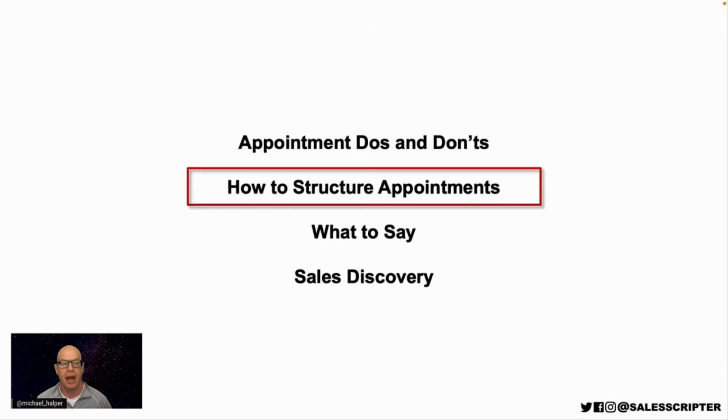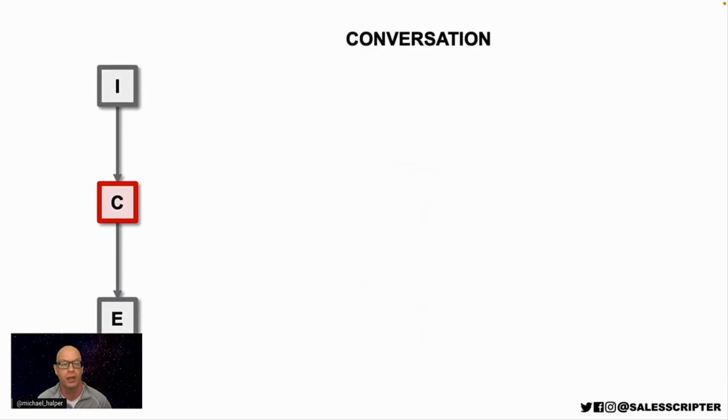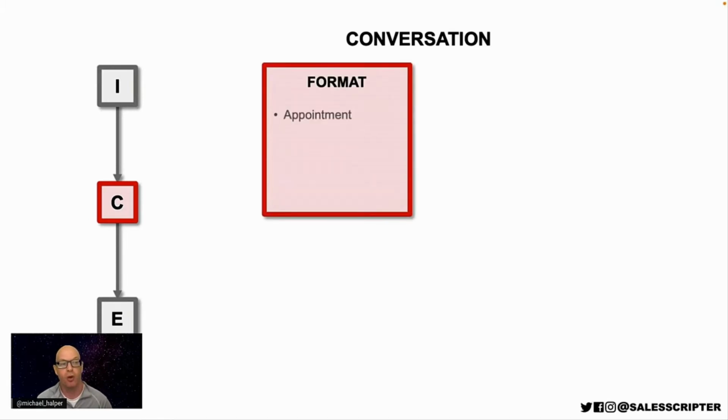Now let's talk about how to structure your appointments. If we go back to the sales process here for the Smart Sales System and just review this a bit, this was discussed in a lot of detail in the training module on sales process. Where we're at in the sales process is the conversation step of the ICE sales process. And just to review what we need to accomplish in the conversation step, the format could be an appointment, which is what we're going to talk about here today.